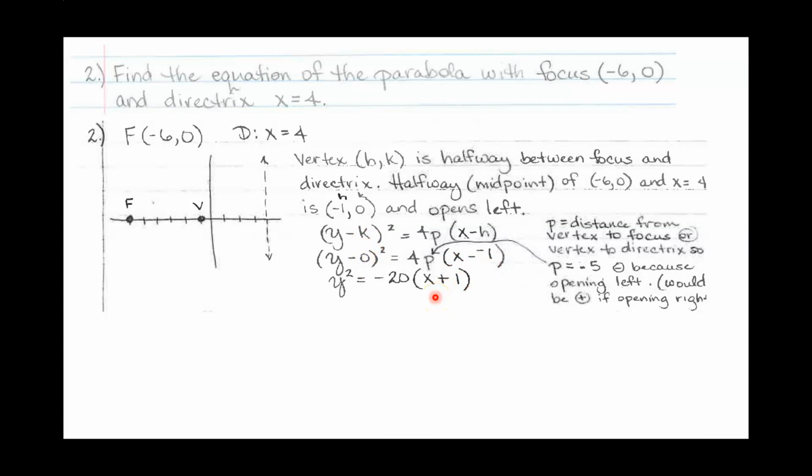Then I just need to find my p-value. P is the distance from the focus to the vertex, or from the vertex to the directrix, either one, and that would be 5. Because it's opening to the left, it's going to be a negative 5. If it had been opening to the right, it would have been a positive 5. So I'm going to put negative 5 in for p, so 4 times negative 5 gives me negative 20. And y minus 0 is just y, so y squared equals negative 20 times (x plus 1).